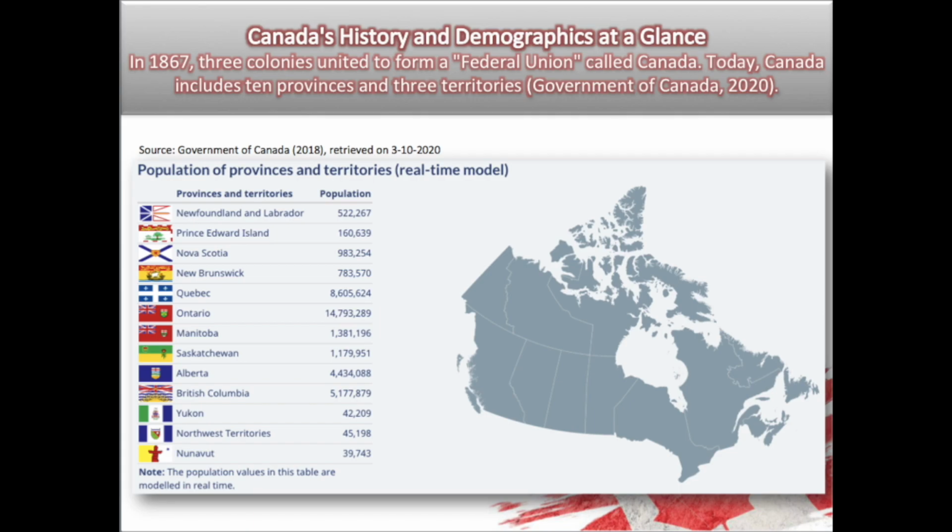In my presentation, I'll focus on Canada and how the government responded to COVID-19. But first, I'll talk about the background of the country for deeper understanding of its plans and decisions. So, in 1867, 3 colonies united to form Canada. Today, Canada includes 10 provinces and 3 territories.